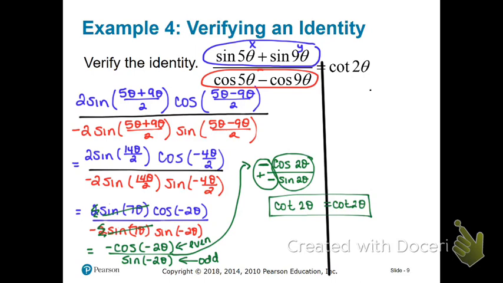Yeah, so that means you have to make sure you take care of your even and odd before you can actually combine the two different trig functions.